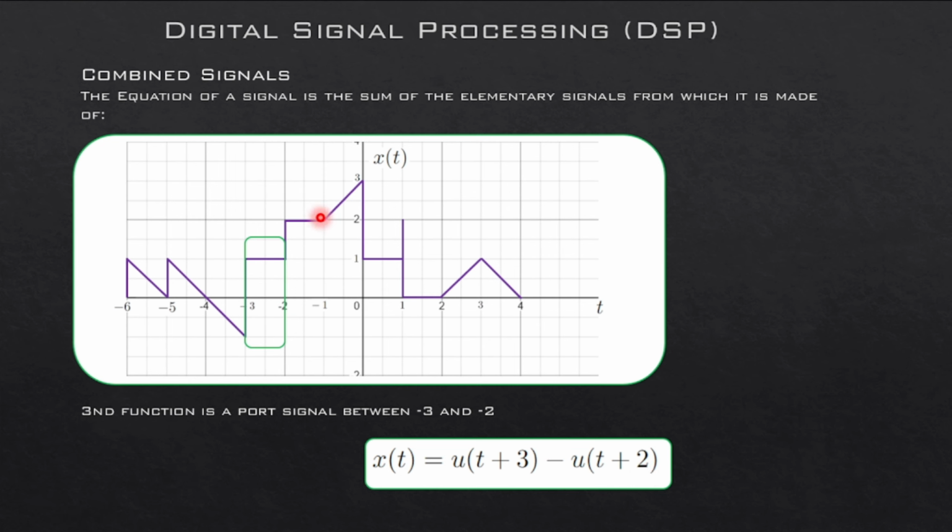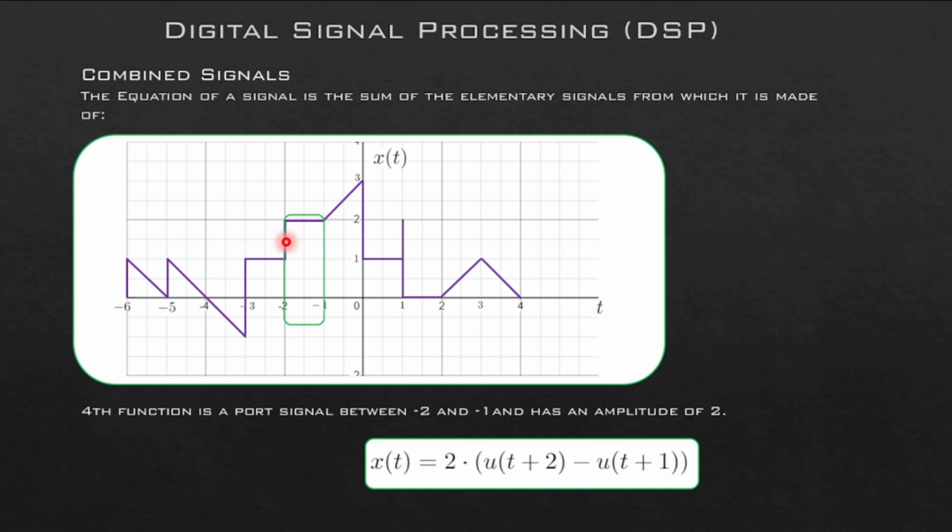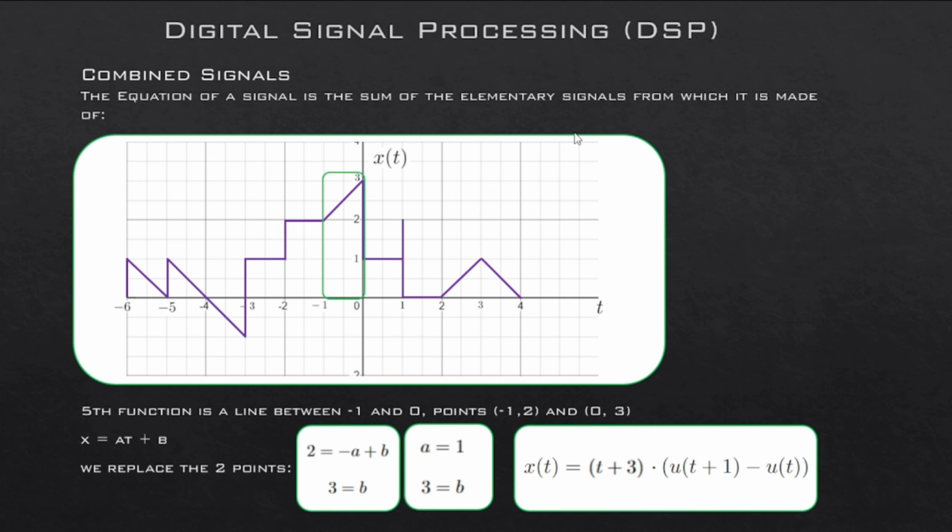Next to it, you have another port function spanning from -2 to -1, except it has an amplitude of 2. So what we need to do here is to multiply by 2 this port function, which is u(t+2) minus u(t+1).